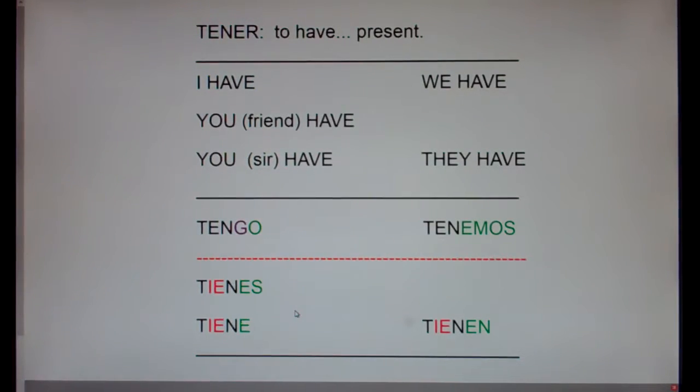Those bottom three forms share something in common. Estar, to be located, is a sinking verb. Tener, to have, is a sinking verb. Also the others that you're going to learn later, venir and oír. Okay? That should do it. That's tener, to have, in the present tense.